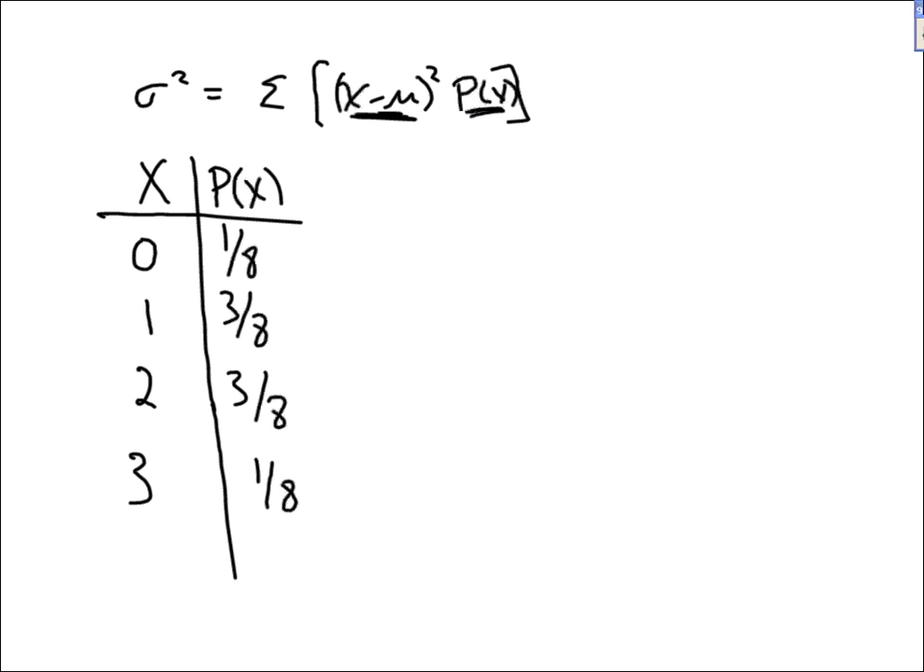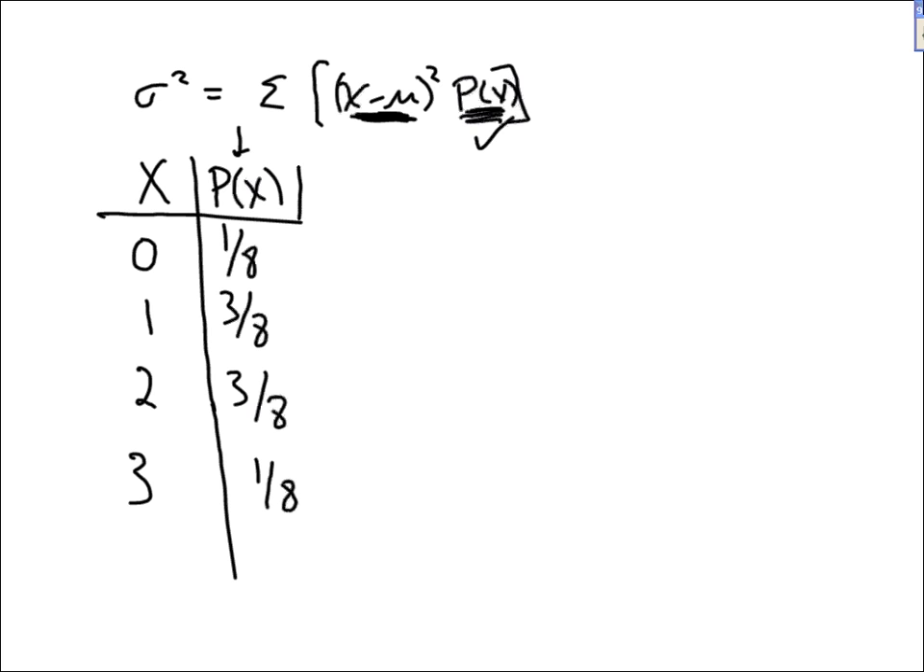Now, let's assume that we did not calculate the mean a moment ago. So, one of the headings we're going to need is x minus mu, and then I'll square it. I already have my p of x. P of x, got it. But I'm going to need mu.